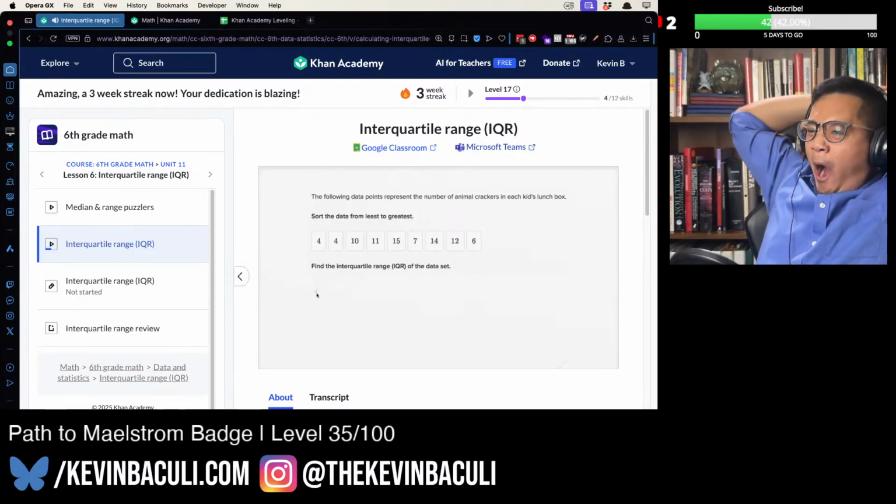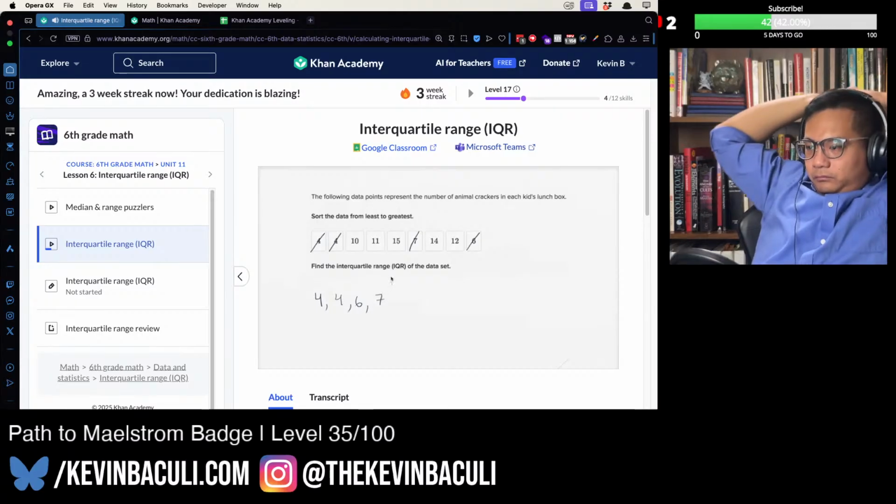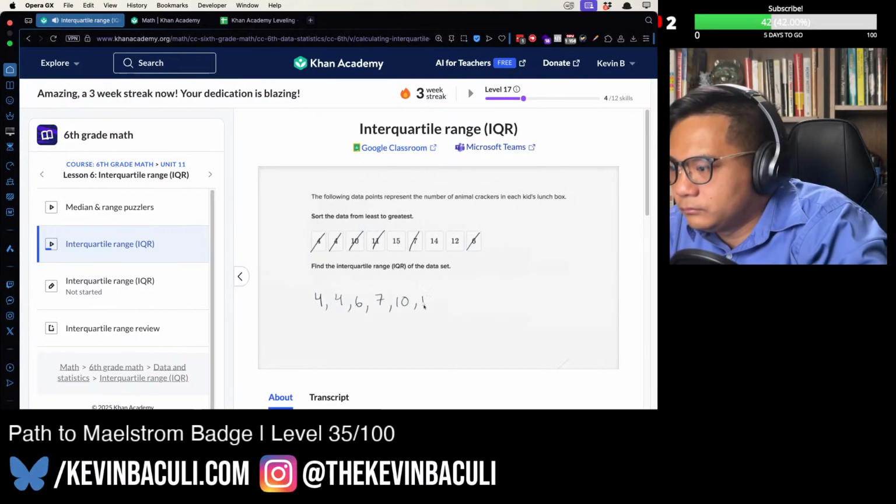So let's see, the lowest number here looks like it's a 4, so I have that 4, then I have another 4, then I have another 4, and let's see, are there any 5s? No 5s, but there is a 6. So then there's a 6, and then there's a 7. There doesn't seem to be an 8 or a 9, but then we get to a 10. And then we get to 11, 12, no 13, but then we get 14. And then finally we have a 15.